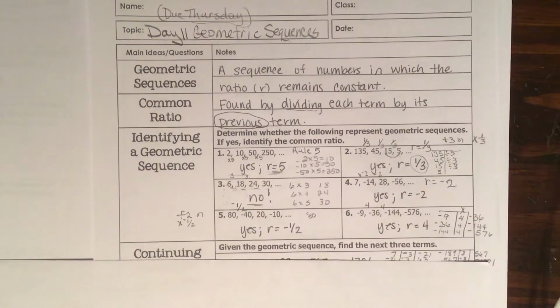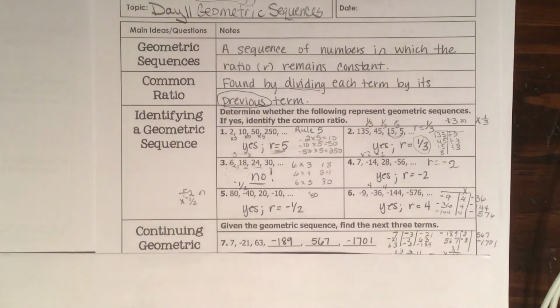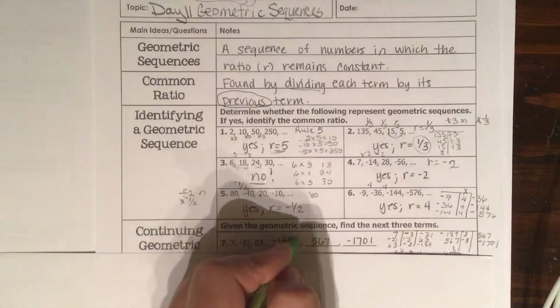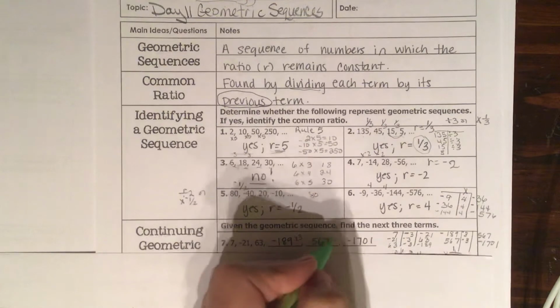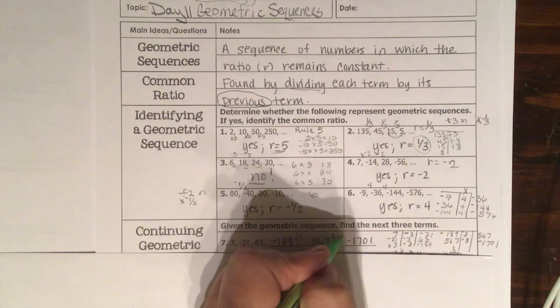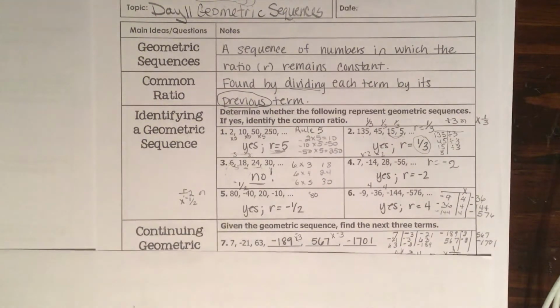Given that, you find the next 3 terms, and you just have to know what the rate is in order to find the next 3 terms. We find that the rate is negative 3. A positive times a negative makes a negative. A negative times a negative equals a positive. So if you multiply negative 3 times 63, you get negative 189. Then you multiply by negative 3, you get 567. Then you multiply by negative 3, you get negative 1,701. And that's how you do those.